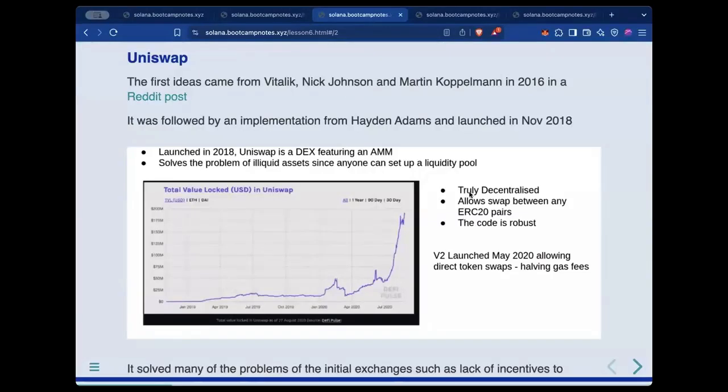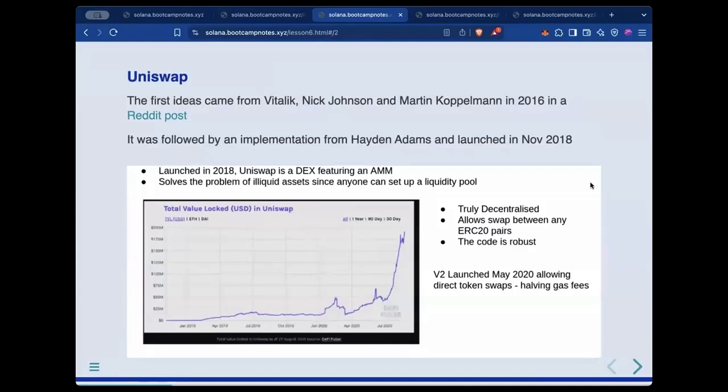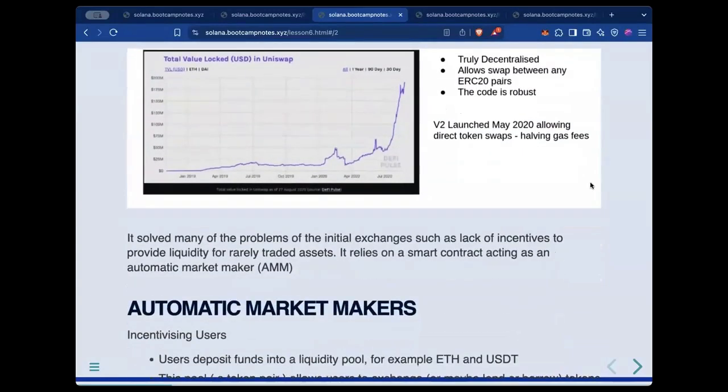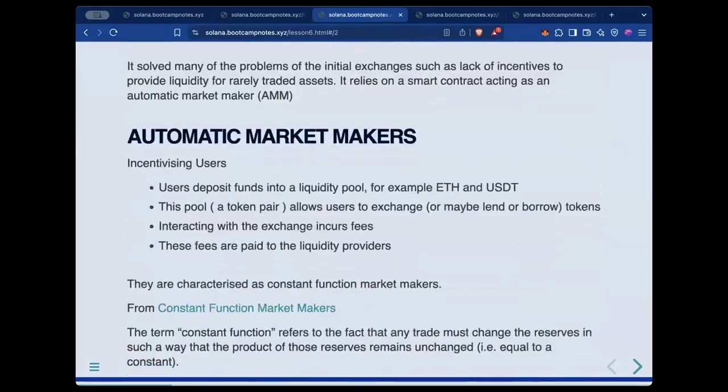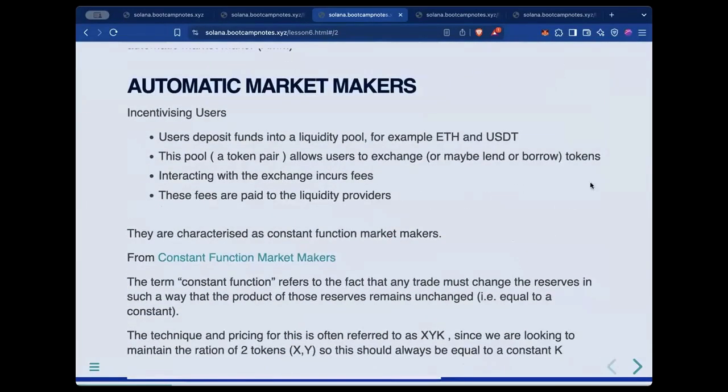So this is where we left off yesterday. We were talking about decentralized exchanges, and I spoke about Uniswap, and this introduced the idea of an automatic market maker, which allows us to interact with a pool, which is usually a pair of tokens, and this allows users to exchange one token for another.